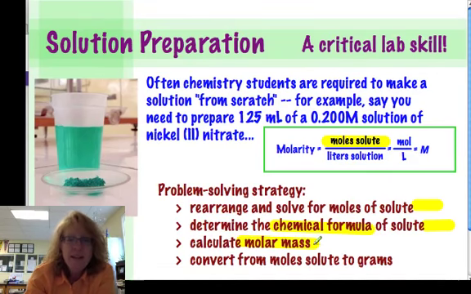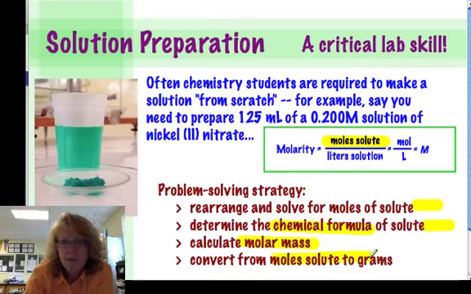Calculate molar mass. And then the last thing, once I know how many moles there are, I'm going to convert moles to grams. So again, solving first using the molarity equation, solve for moles of solute, and then you're going through those steps to convert those moles of solute to grams. So here's how it's worked out. All right, here we go.